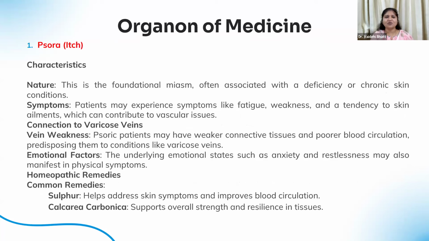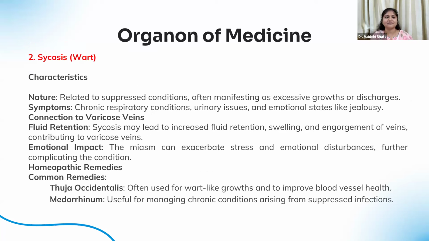Depending on the miasm, if we consider psora, there will be weakness in the valvular structure that will lead to poor blood circulation, acting as a predisposing factor for varicose veins, and various emotional factors related to psora, like anxiety and restlessness, will also lead to these physical symptoms. In this condition, antipsoric remedies like sulphur and calcarea carb will help us.